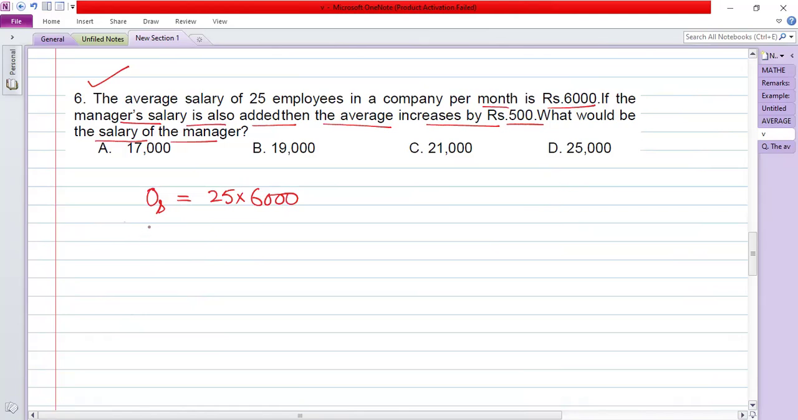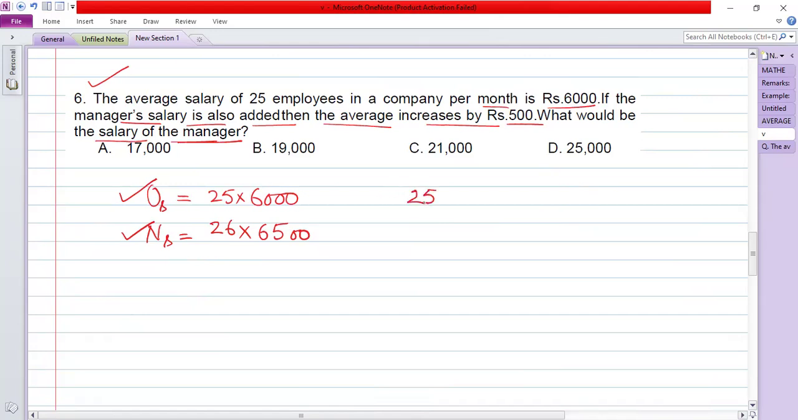And what will be the new sum? NS. Please wait. Let me make it more clear. OS is the original sum, this is the new sum. So the new sum will be 26 into 6,500. Now the difference between these two, NS minus OS, will be the salary of the manager. So we can solve it this way.